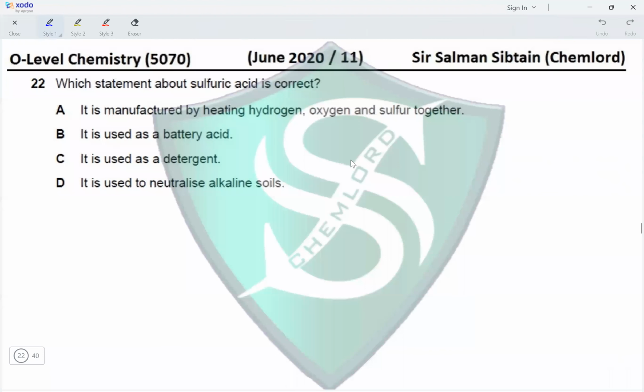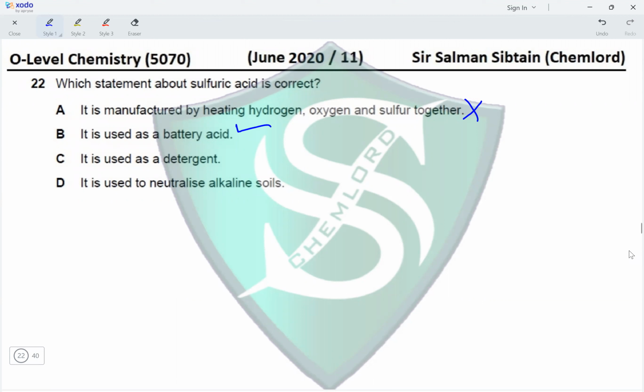Question 22. Which statement about sulfuric acid is correct? It is manufactured by heating hydrogen, oxygen, and sulfur together. No, this is not what happens in the contact process. It is used as a battery acid. Yes, car batteries have sulfuric acid as the electrolyte.